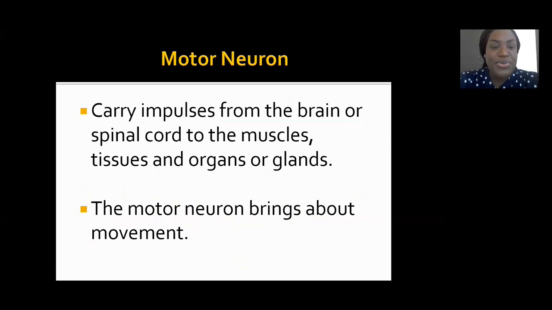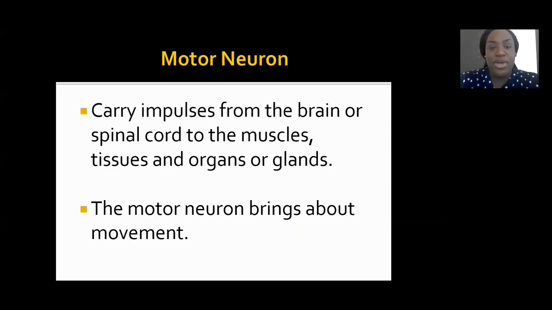The next neuron is called the motor neuron. Now, when I think of the word motor, I think of movement. Like the motor in your car causes your car to move, the motor attached to a boat causes the boat to move. So I'm thinking about movement here.